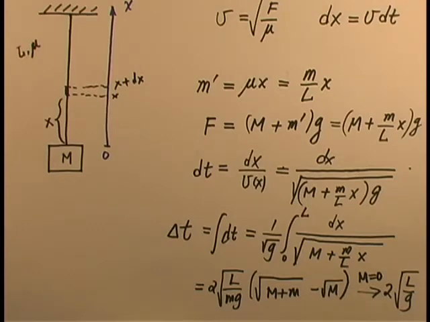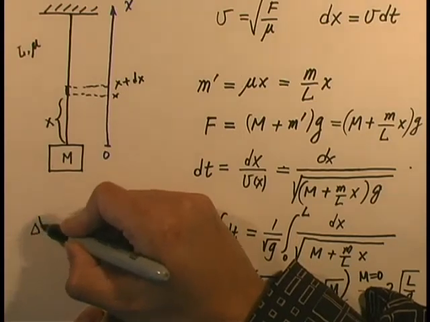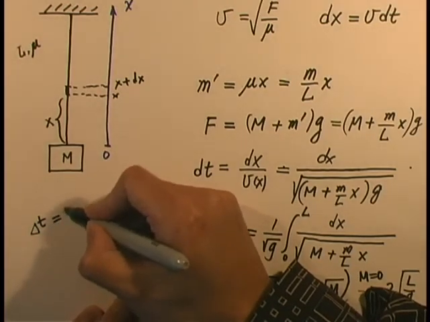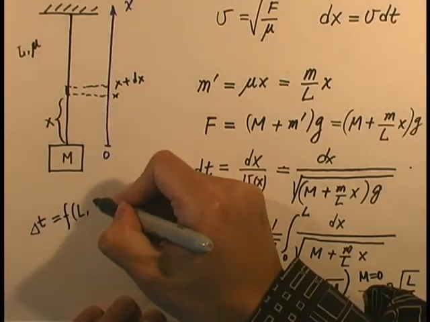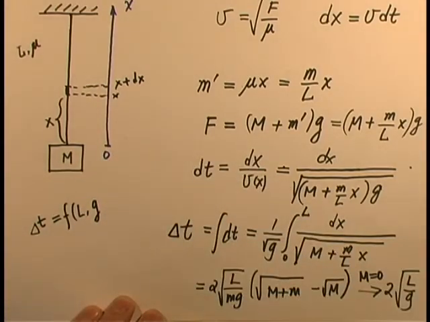And what about the length? Of course, the longer the string, the more time it requires to go up to the top. There's no question about that. So delta T would be a function of L and G. That's for sure. Both of these parameters will be part of the equation.